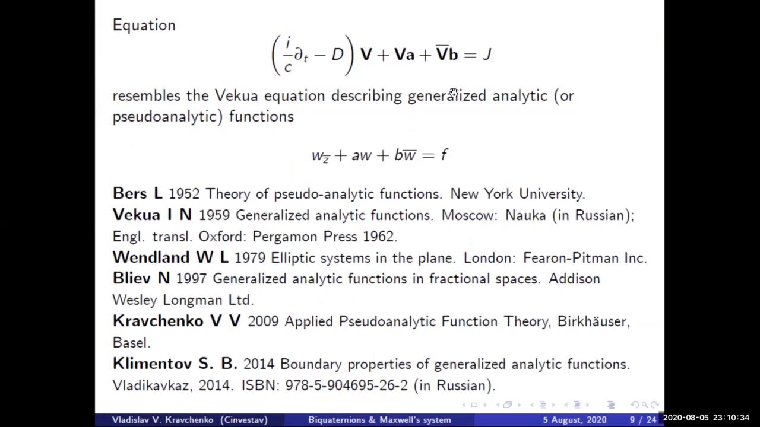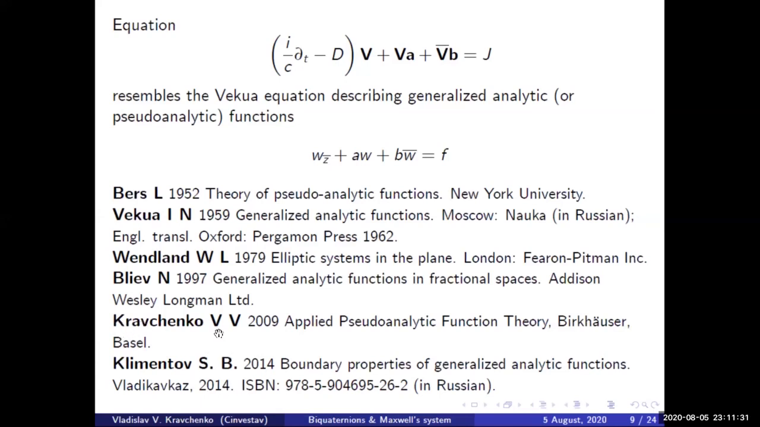So the first idea is that it pretty much resembles the so-called Beltrami equation from the theory of generalized analytic functions in 2D. So the Vekua equation has such a form, and it looks like the Maxwell equation in biquaternionic terms. And the theory of generalized analytic functions, or, in another way, pseudo-analytic functions, is quite well developed since the 1950s, mainly by Lipman Bers and Ilya Vekua.